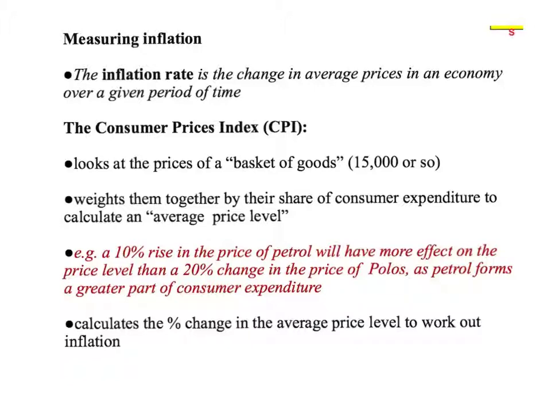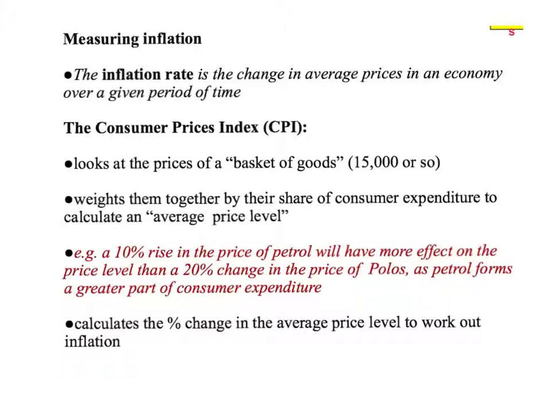So for me, I might spend £30 a week on petrol. So a 10% rise in the price of petrol would mean I would have to spend £3 more. I might spend 50p a week on polos. So a 20% change in the price of polos would only add 10p to my spending. Therefore, for me, a change in the price of petrol is much more important than a change in the price of polos. Going back to the sentence above, that is what the bit called weights them together means. It means if something is more of your spending, then it will be more significant in calculating your inflation rate.